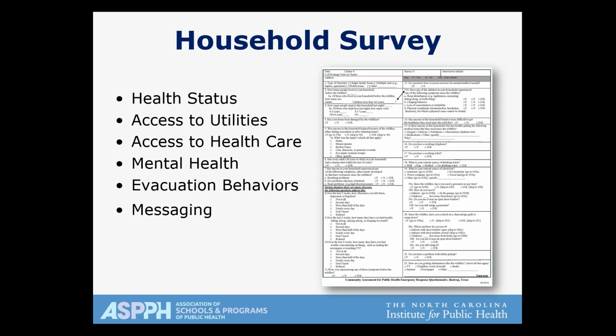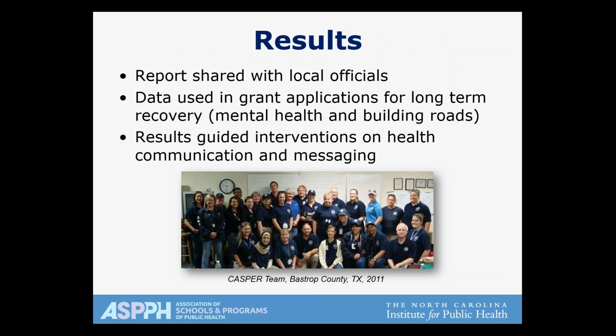After the interviews were completed and the data were analyzed, these public health officials wrote a report that was shared with local county officials. Data was used in grant applications for long-term recovery activities. For instance, approximately $500,000 was awarded to aid in mental health recovery. Another $4.5 million was received to assist in building roads, to assist in future evacuations. And finally, one recommendation from the CASPER survey was to continue to work with homeowners associations to disseminate accurate information on evacuation, cleanup, and preparedness for wildfires.